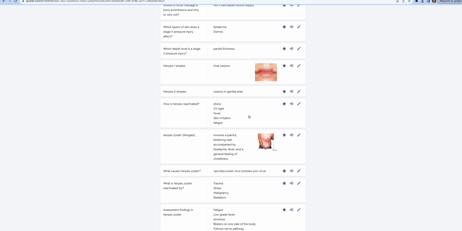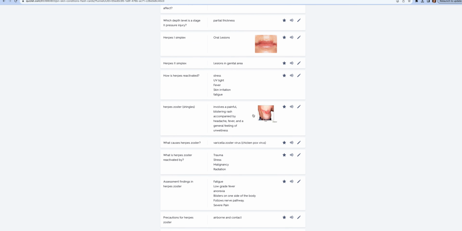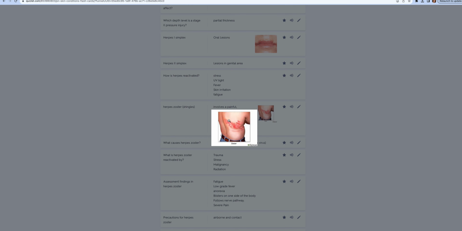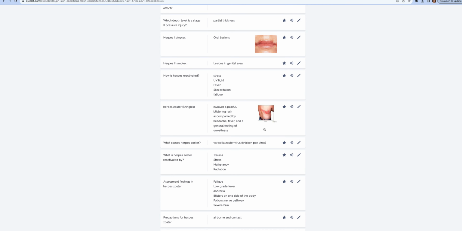Now, the other type of herpes is herpes zoster, which is shingles. It involves a painful, blistering rash accompanied by general feelings of unwellness. Now, this is what it looks like. It follows the nerve endings because it lays dormant. It's the chickenpox virus, varicella, that lays dormant in our nerves. And then when we get under stress or we're immunosuppressed, shingles are going to come out, and it's quite painful. Severe pain, and it follows along a nerve pathway, so it's going to be like in this kind of shape, and it's only on one side of the body, so that's like a tip off too.